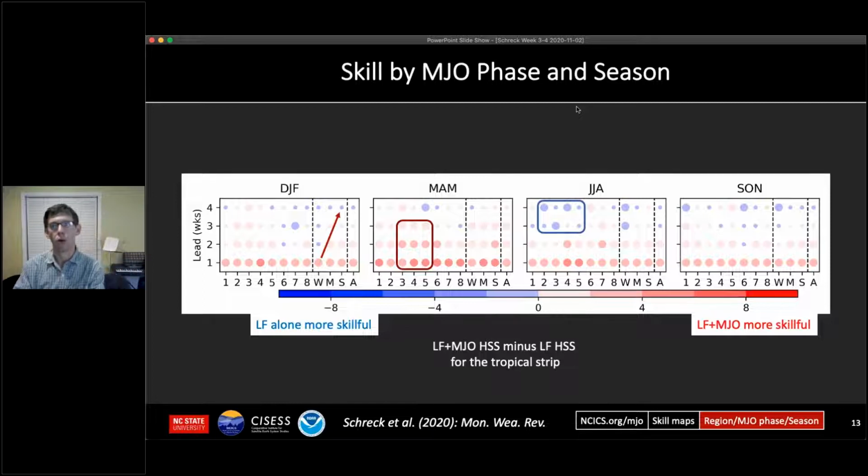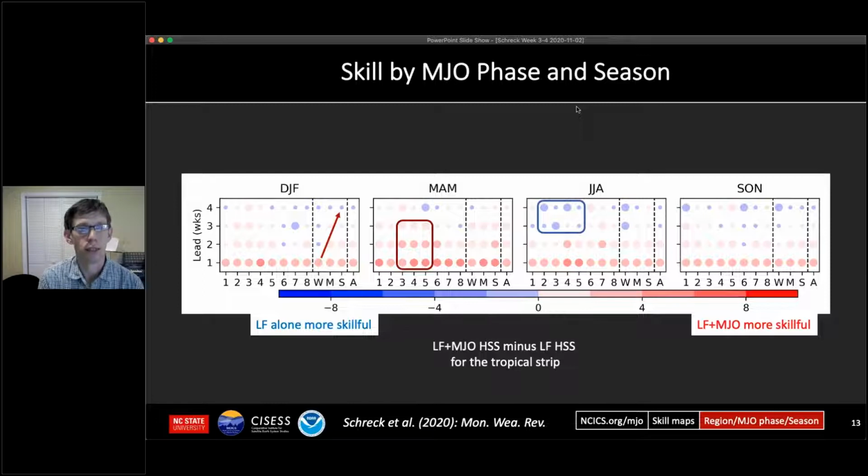So one more way that I'm going to look at this is how that skill of the MJO above and beyond what the low frequency gives you varies by season and region. So I'm going to show a few of these plots, and they're a little bit complicated, so I'll try to explain it first. Each row is a different lead time going from weeks 1 to 4. And then the x-axis is the 8 phases of the MJO, and then weak, medium, or strong, determined just by the amplitude, not looking at the phase at all. And then A is for all days, regardless of what MJO is doing. And then, of course, the 4 different seasons that we're looking at.